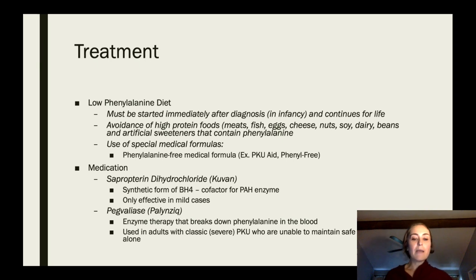Another medication called Palynziq is an enzyme therapy that actually breaks down the phenylalanine in the blood. And this particular therapy is used for individuals with the severe, or what we call the classic, form of PKU. And it's used in addition to diet therapy.